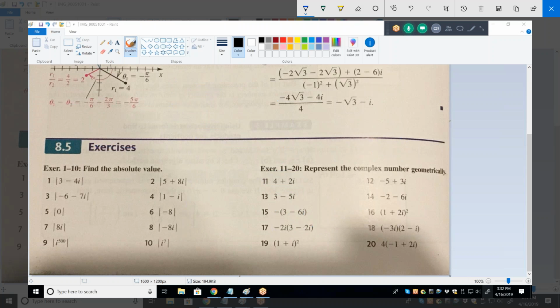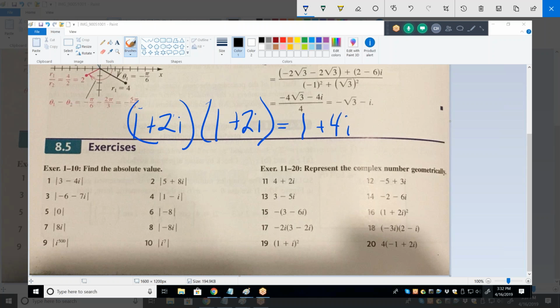Okay, so how about 16? What are we going to do? Foil it. Go ahead. So it's going to be 1 plus 4i minus 4. So that is -3 plus 4i. And again, very easy to graph. Yes, sir. And that's what you're going to do on all of these.